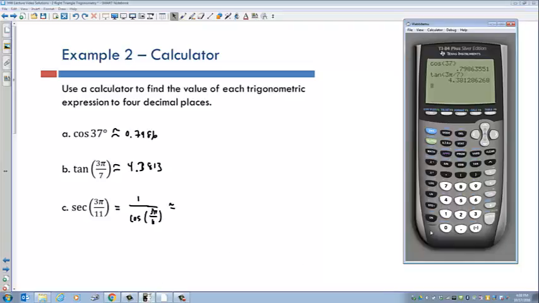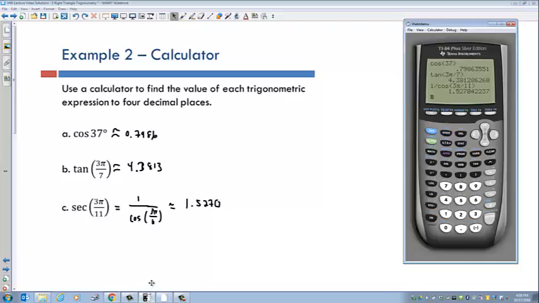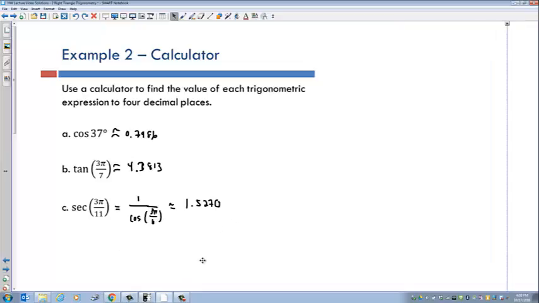So here's my calculator. I'll do 1 divided by cosine of 3, then second raised 2 to get to the pi button, divided by 11. I'll hit enter, and this one is approximately 1.527. I guess we'll put a 0 here since it did say to 4 decimal places. I'll explain why that is in a little bit. But that's how we evaluate these trigonometric expressions with our calculator.